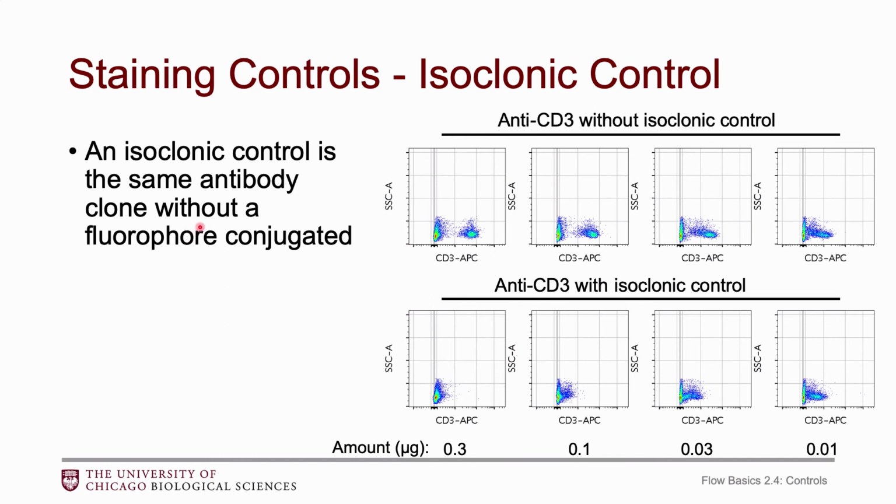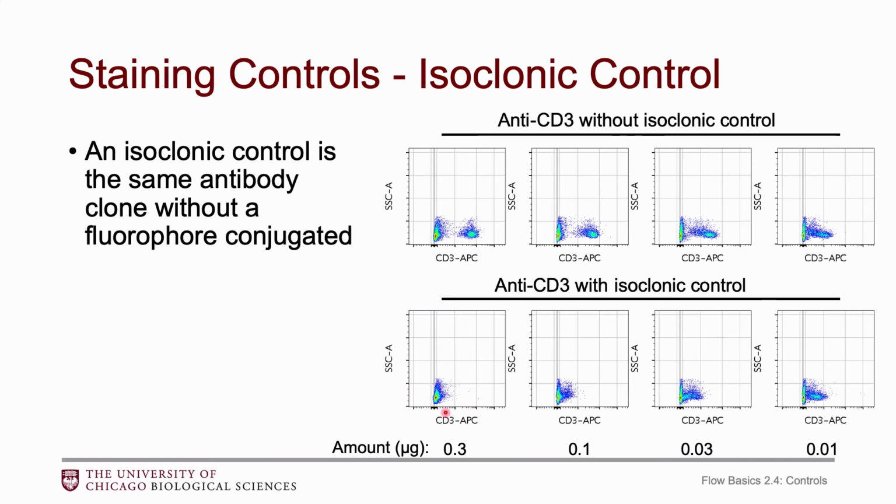And what you would do in this experiment is mix the unconjugated antibody with the conjugated antibody and see if that blocks the binding. You can either mix them together at the same step, or you can stain with the unconjugated antibody first and then follow it up with the conjugated antibody. So here's what your staining would normally look like in your sample, but if you include your isoclonic control, then that prevents this antibody from binding, and hopefully it should look like there's no fluorophore staining.